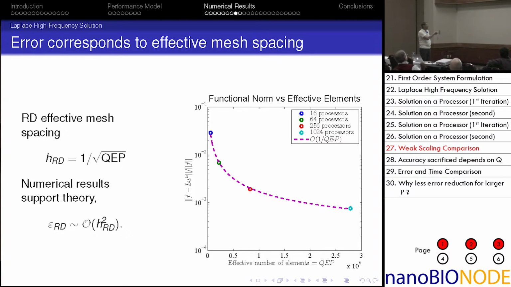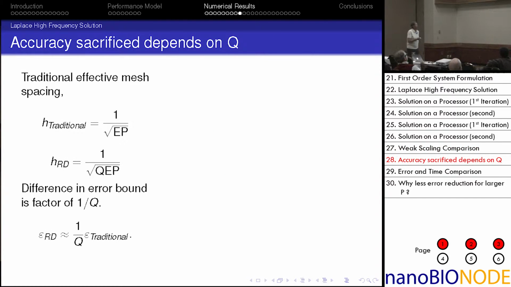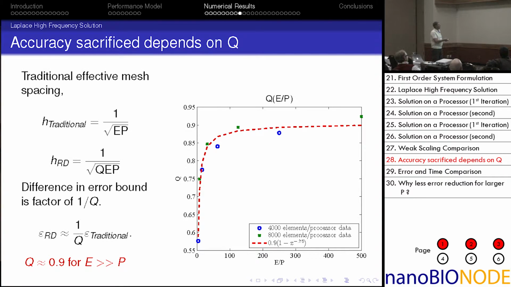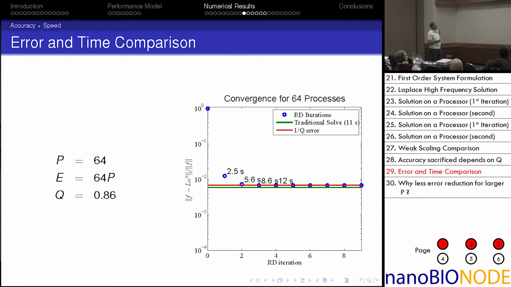Okay, and we have some theory. Actually, this worked way better than I thought it would. So I had to go prove what the heck it's doing, right? So here's what traditional would get. Here's what RD gets for its error. And if we look at the ratio of elements to processor, as long as you're 10 or more up here, it's in an acceptable range. If I get 1 element per processor, it's going to suck. So you need enough guts on each processor. So here's what we want: E much greater than P.